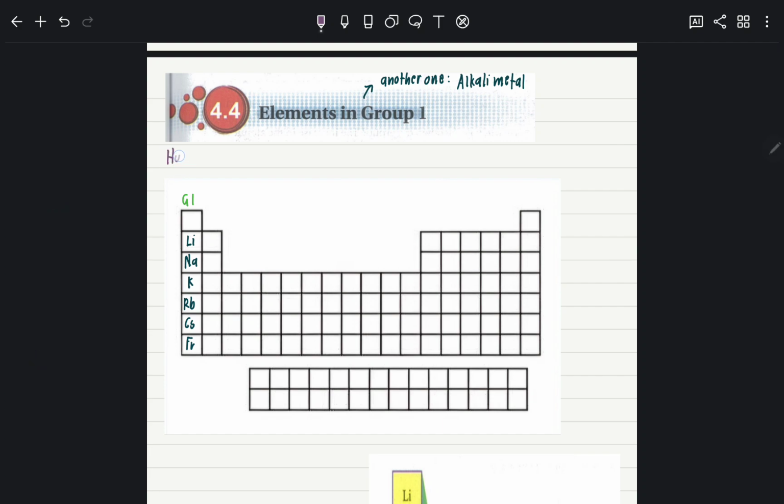And next part is hydrogen is not a member in group 1. You should know that hydrogen is not a group 1 element. The reason saya dah beritahu dah, hydrogen is a non-metal. Group 1 consists of all metals. Tu pun saya nak tulis juga lah. So semua benda yang duduk kat group 1 except hydrogen adalah metal. They are metals and they are alkali metals.